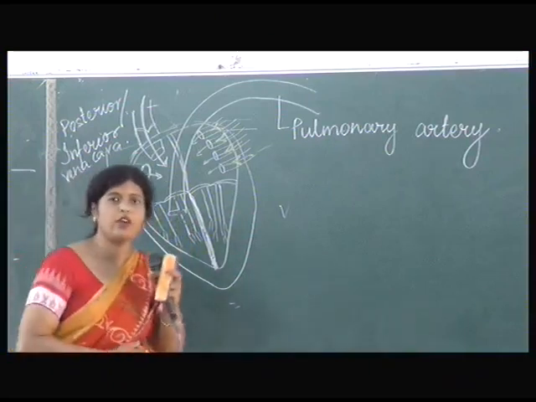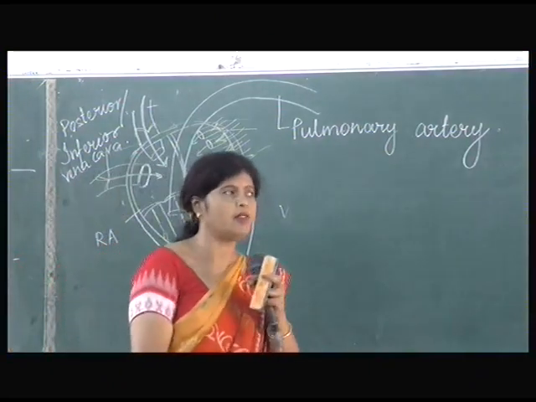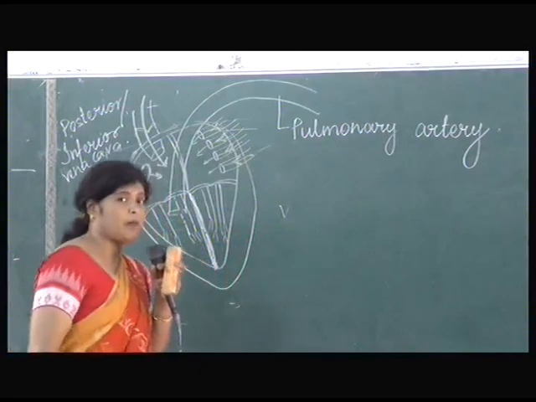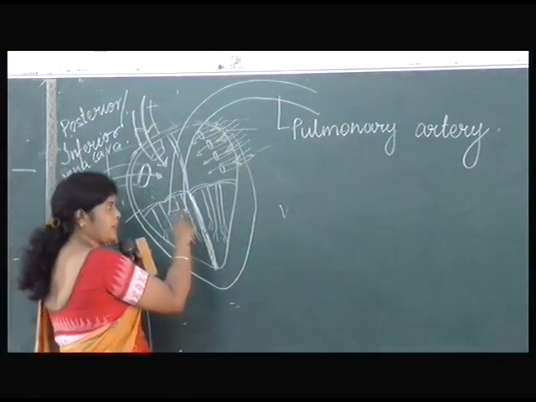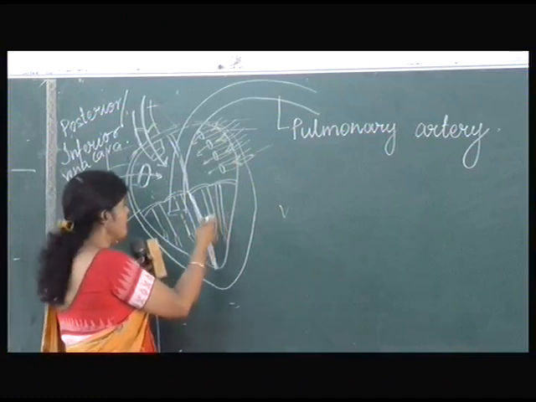Arteries are devoid of valves. We have already done this. Arteries do not have valves. But there are two arteries which have valves. One is the pulmonary artery. Again, the next one we will be doing with the aorta.